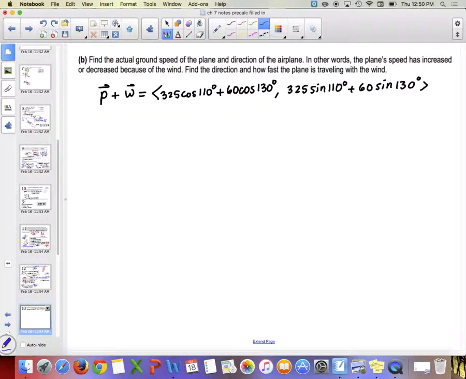Okay? And I usually just do that kind of all on my calculator. So do this along with me because I'm going to show you a trick that's going to save you a couple minutes for each problem. All right, so go ahead and put in 325 cosine of 110. Make sure you're in degree mode.